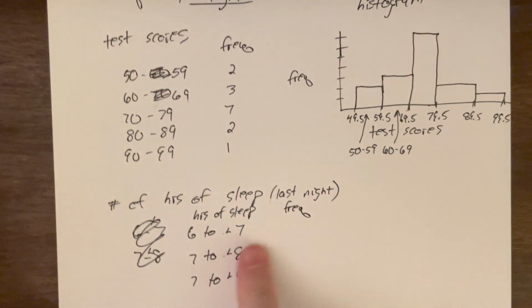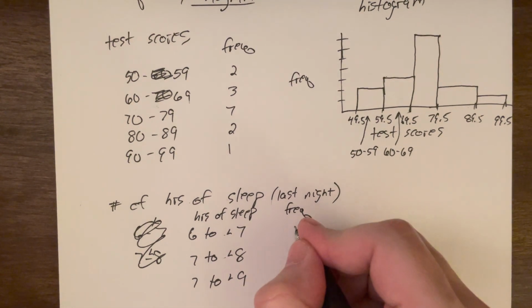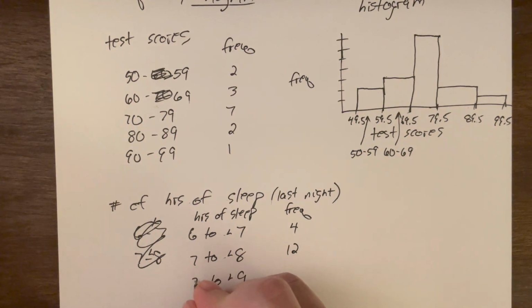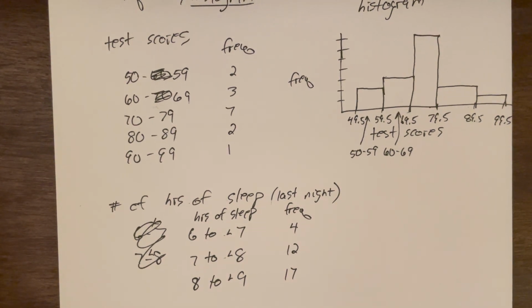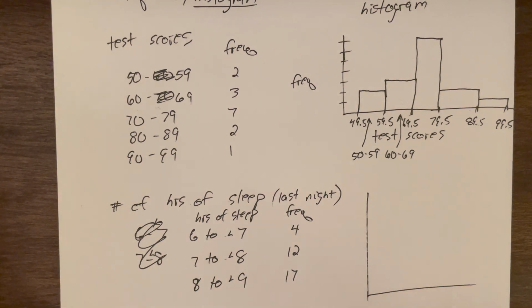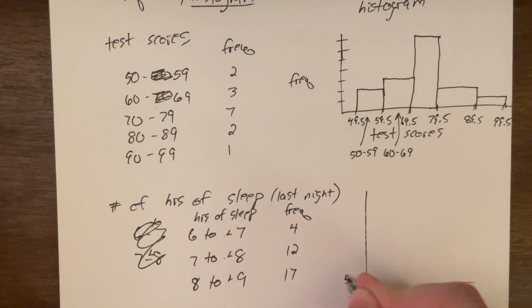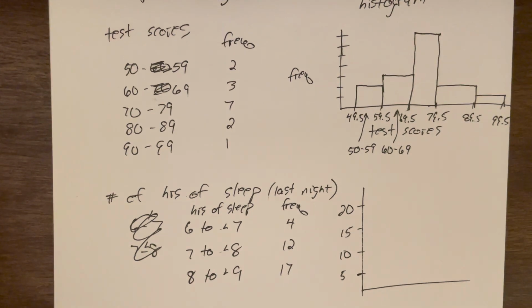And then separately, frequency. So again, just make up a couple of numbers here. So let's put, we had 4 people here. We had 12 here. And oops, I'm sorry, this is 8 to less than 9. And we have 17 here. So now my histogram, labeling everything, hours of sleep, frequency. If we're going up to 17, that's my high total. How far should I go? Maybe I'll go by 5s this time. 5, 10, 15, 20. That can work.